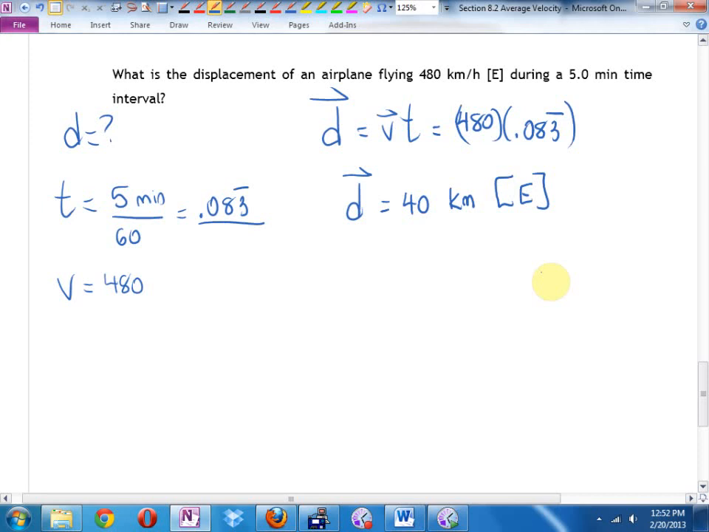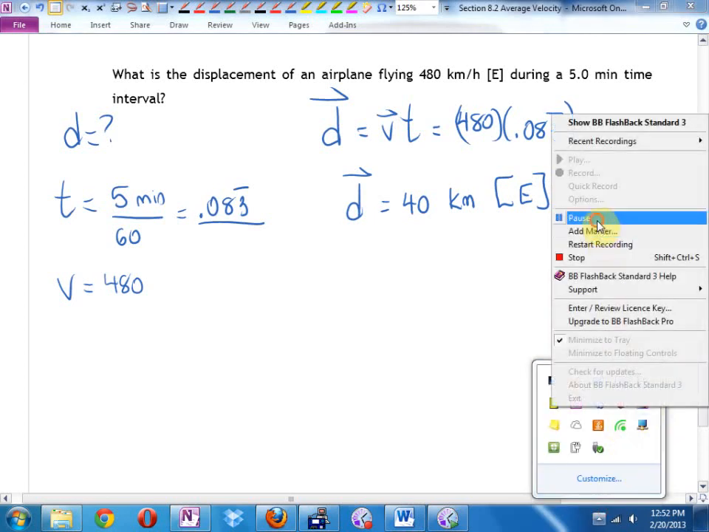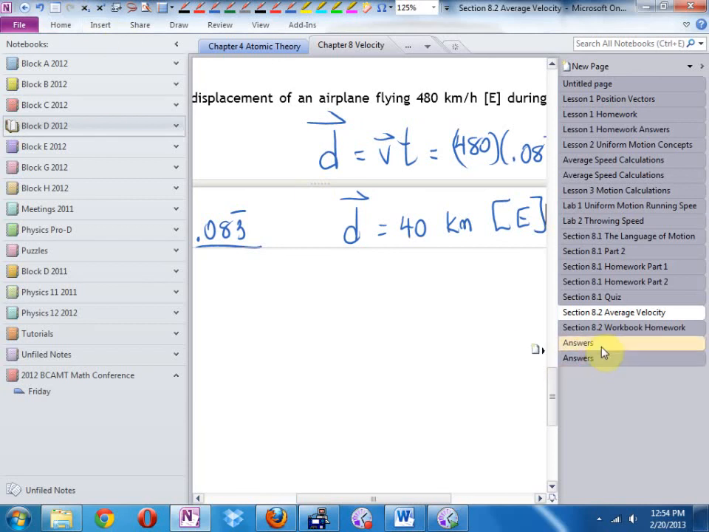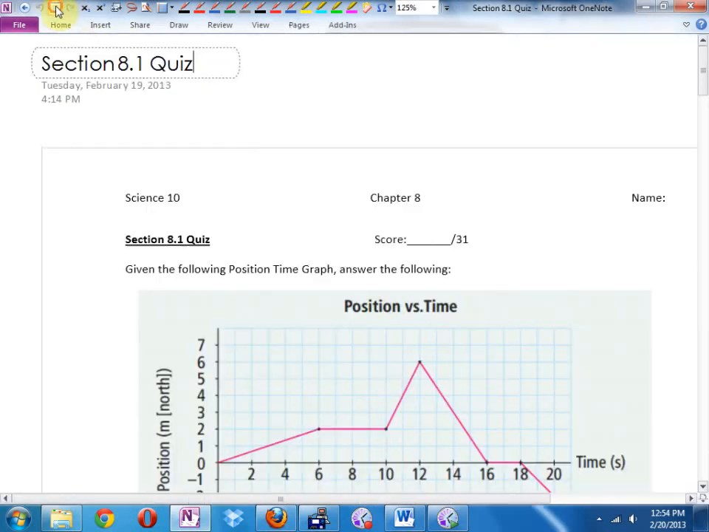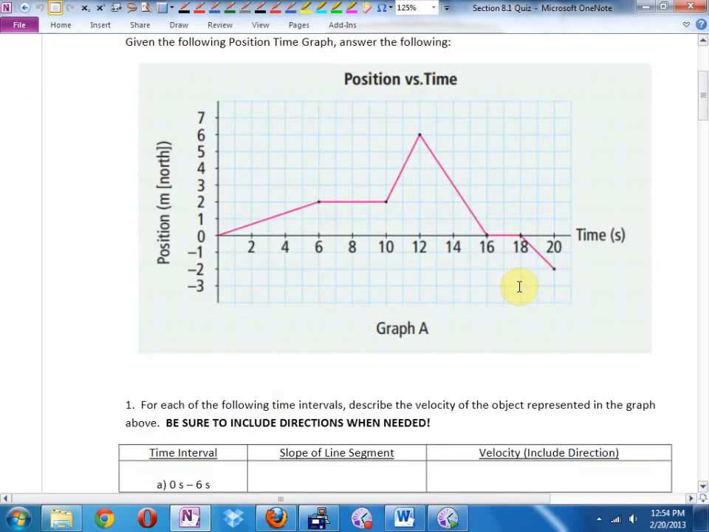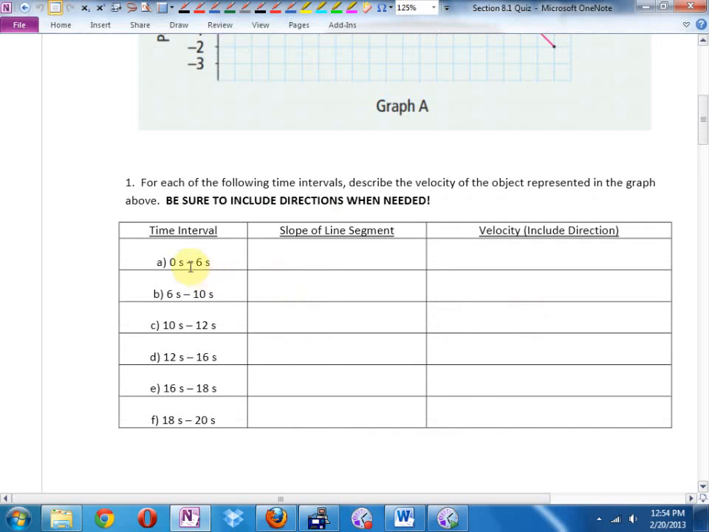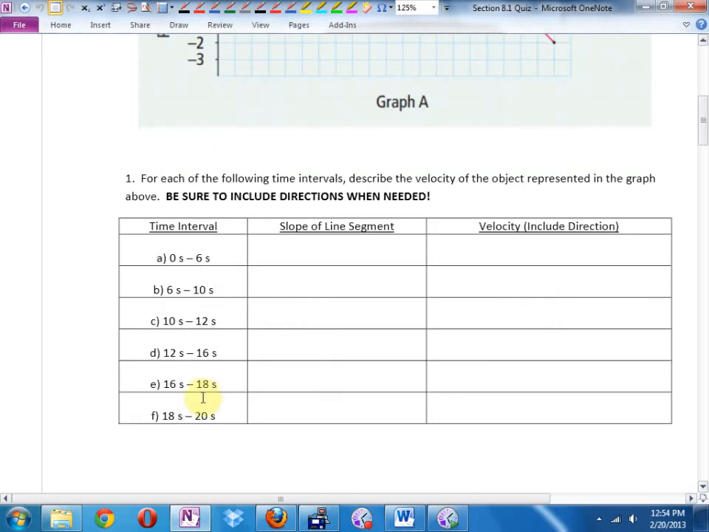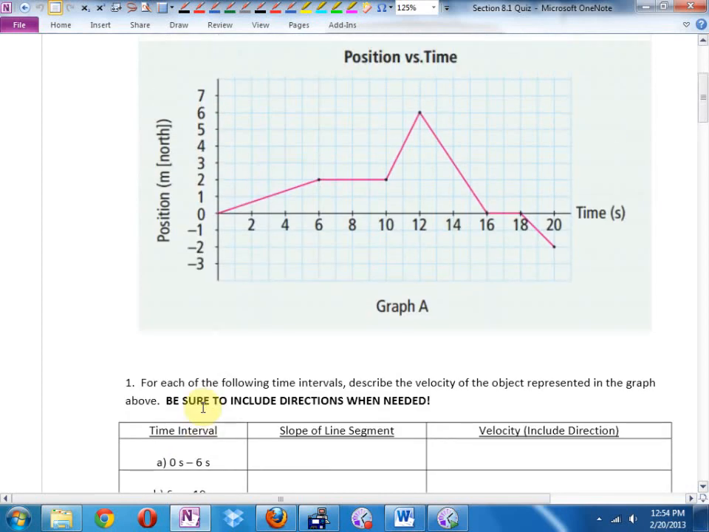What's your homework? 2 things, and then I'll turn you loose. What's due at the beginning of next class is this practice take-home quiz. It's got some heft to it. So analyze this graph the same way as we did in our lesson today. Between 0 and 6 seconds, tell me the slope, and tell me the velocity, including the direction, for each of those time intervals. There's going to be some negatives.